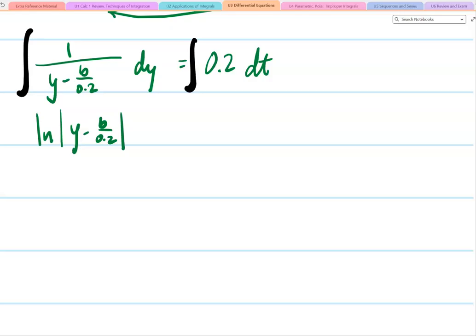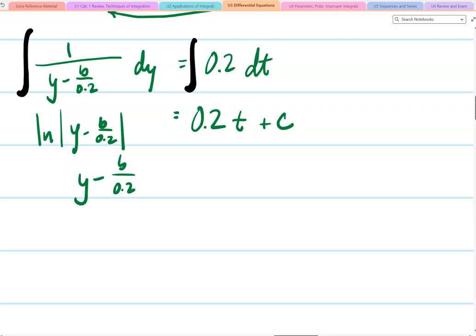Now the coefficient in front of the y is just 1, so we don't have to do any obtrusive chain rule or anything to fix that there. So this is good as the antiderivative. The c value that would show up here, I'm already going to push over to the right side. And so now we have our 0.2t plus c. Use an exponential to eliminate the logarithm. So now we have y minus b over 0.2 equal to c times e to the 0.2t.